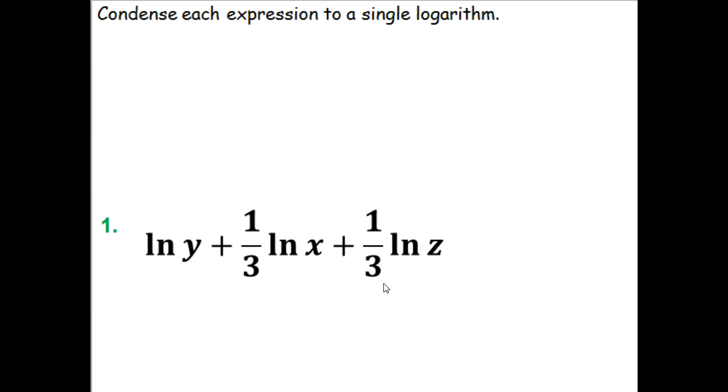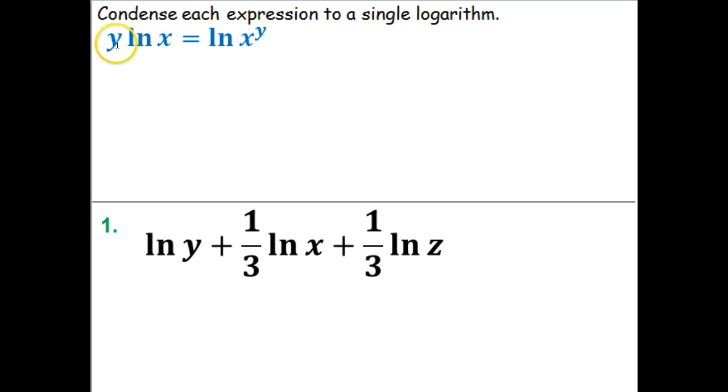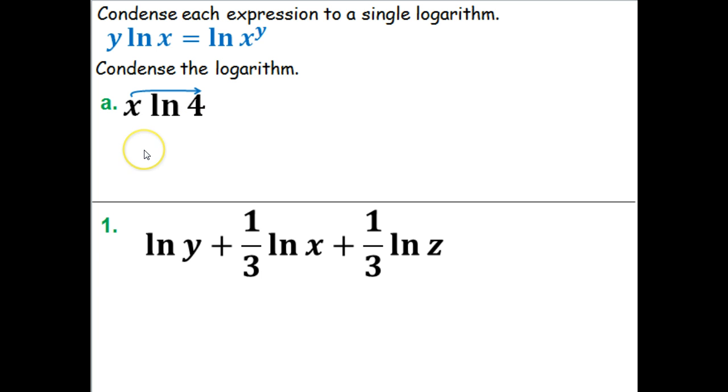So here's our rule that we're going to use here. The rule states that anything that's out front here can be converted, can be condensed, if you will, into the exponent of whatever this value is right here. So let's look at one. I've got an x, a natural log of 4. Basically, this x, we can move it over and have it become the exponent for the 4. If we do that, it will look like this. Okay, so we're just going to take that number out in front and move it to the exponent.